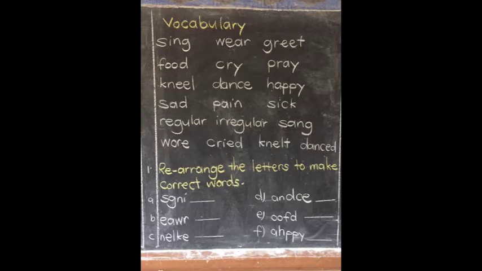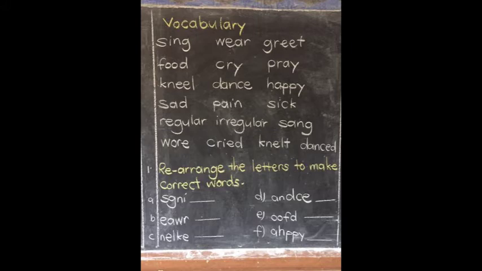But before we continue, let's first have an activity to enhance our spelling. The first activity says: rearrange the letters to make correct words. On A we have the letters S, G, N, I. When you look at those letters very well, you can see that they form a word. Which word do you think they form? Those letters form the word sing. Can we spell the word sing?